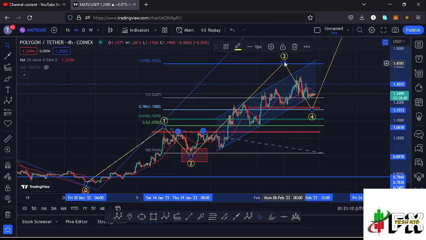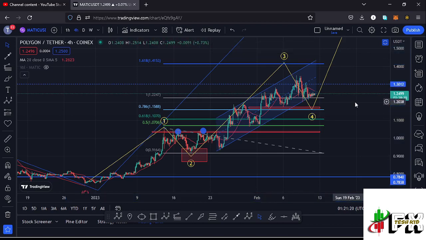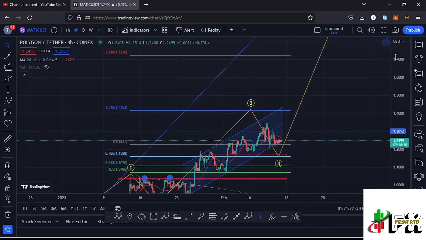And once we fully maximize the formation of that wave 3 and also our target areas, then I'll be expecting a bit of a pullback over here in the formation of this wave 4 before we continue pushing even higher in the formation of that wave 5 to the upside.